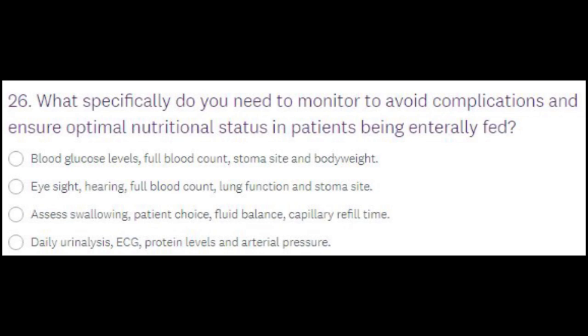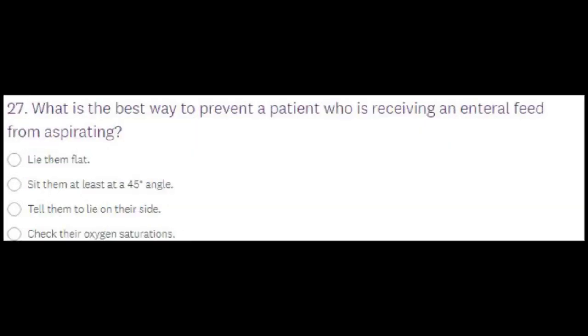Question was, what specifically do you need to monitor to avoid complications and ensure optimal nutritional status in patients being enterally fed? So the right one is option A, that is blood glucose levels, full blood count, stoma site and body weight. Question number 27.